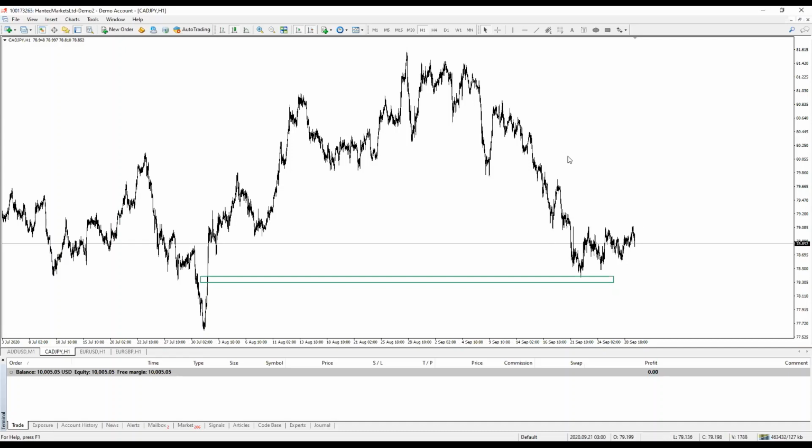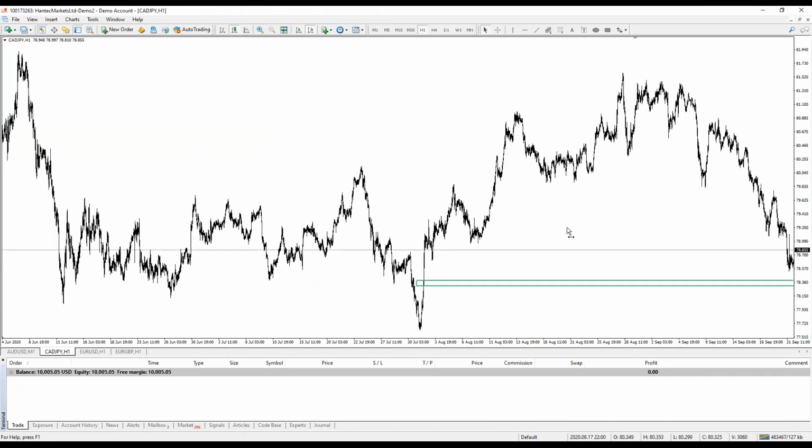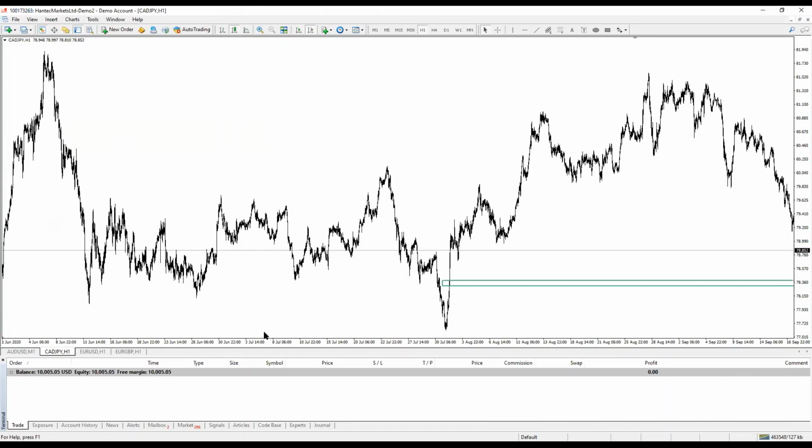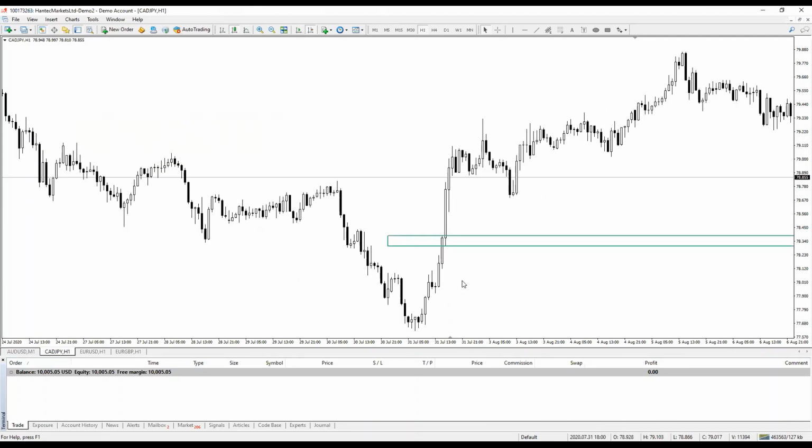Here's another example of Quasimodo. And again, it's very, very important to understand what price is reacting for. Okay, so let's just take this. So we have this base right here.